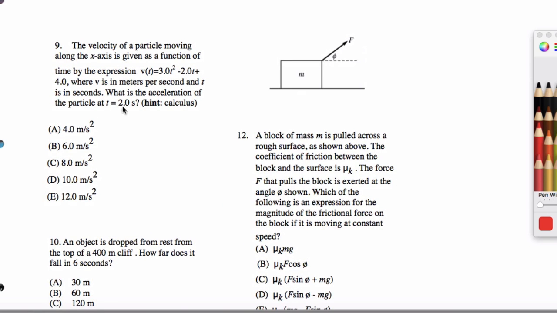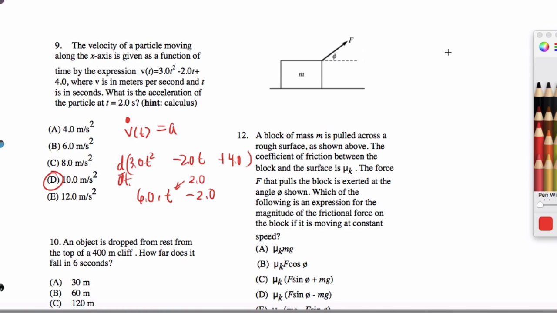Now, the acceleration of the particle, this is a derivative. So if we have v of t, v dot of t is a. That's a term for derivative in physics. So that's going to be 3.0 t squared. We're going to take the derivative of this expression. So when we do that, we're going to end up getting 6.0 times t minus 2.0. I'll plug in 2.0 here. That's going to be 12 minus 2, which is 10 meters per second squared.